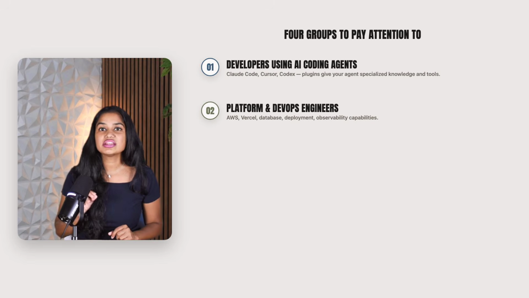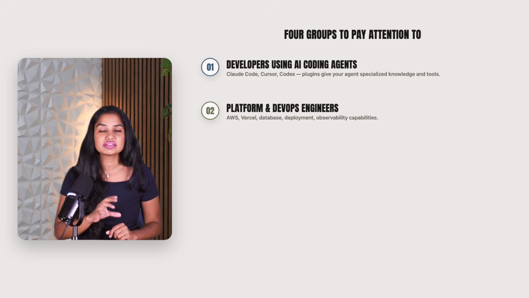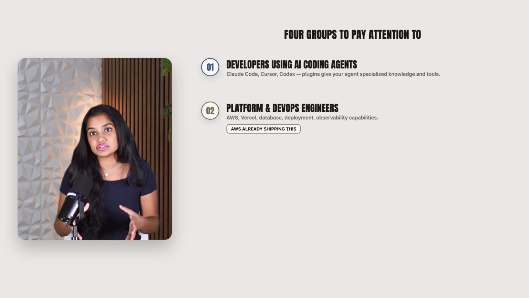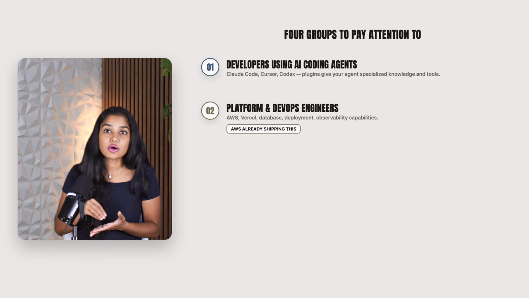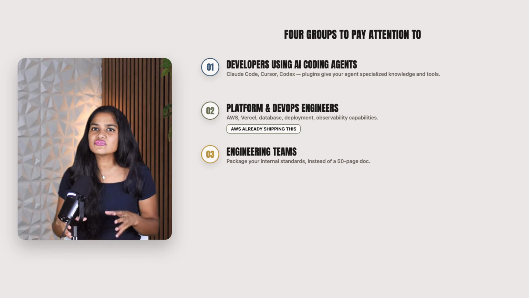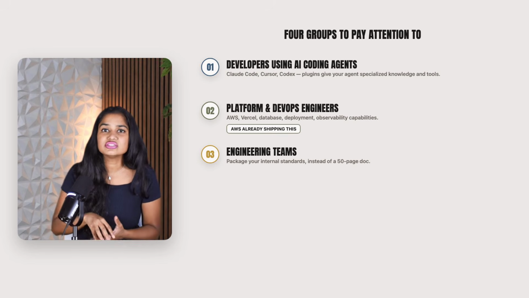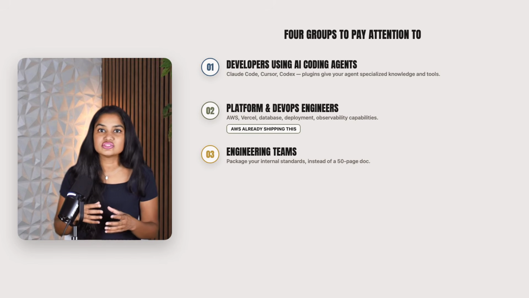Number two, platform and DevOps engineers. Imagine giving your agent specialized AWS, Vercel, database, deployment, observability, or infrastructure capabilities. AWS is already using this approach for its agent plugins, with plugins designed to help agents architect, deploy, and operate applications on AWS. Number three, engineering teams. This gets even more interesting inside companies. Instead of telling every developer, here are our 50 engineering rules, here is our deployment process, here is how you interact with our internal systems, you can start packaging those capabilities. That creates something closer to an internal agent capability layer.